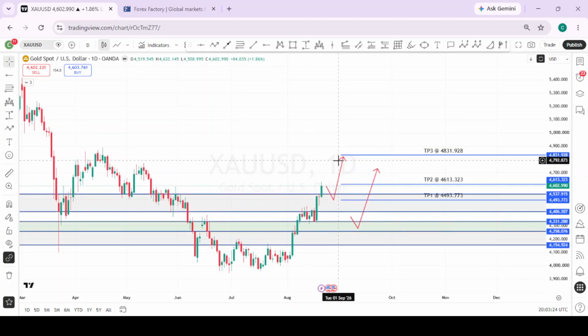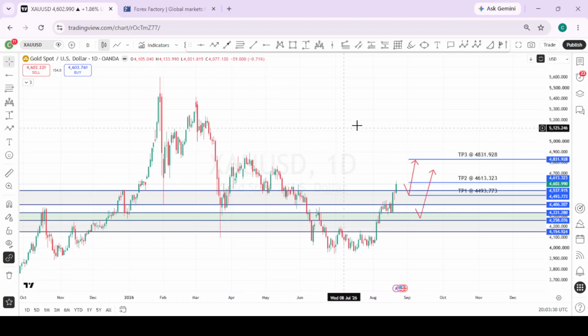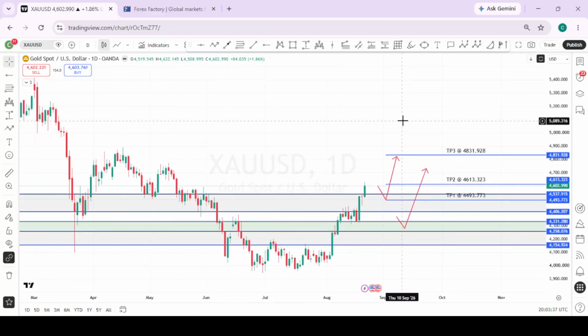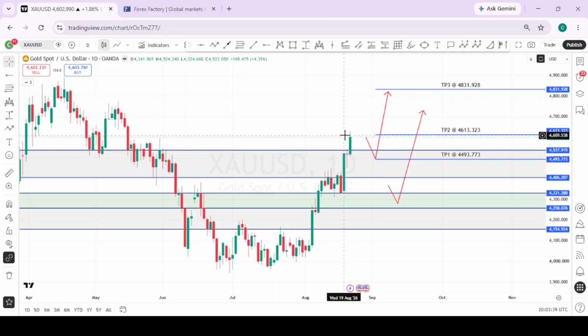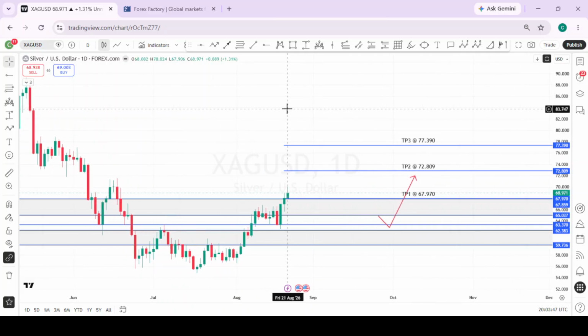I mean, if DXY likely weakens, then we are most likely going to see gold fly higher than it did around here. So we'll be taking it one step at a time. We'll be patient to see how price plays out. We look forward to a possible pullback into the area of interest, and we'll look for buying opportunities to the upside for gold. This is silver.